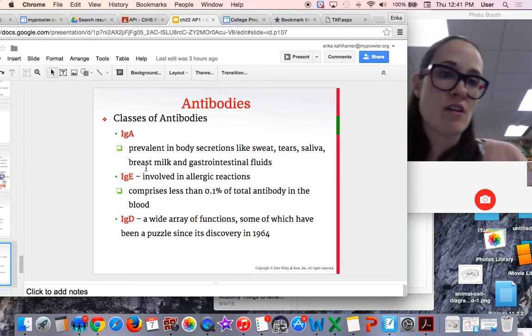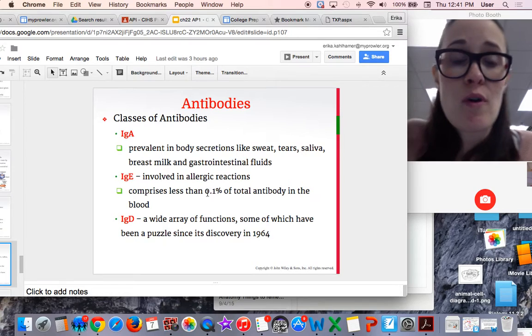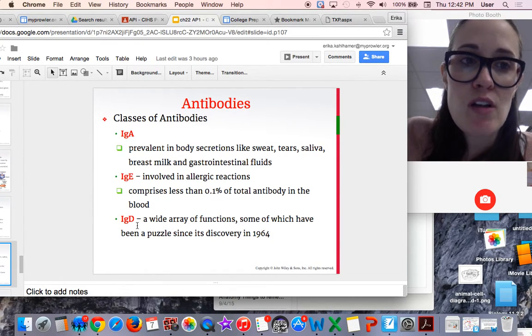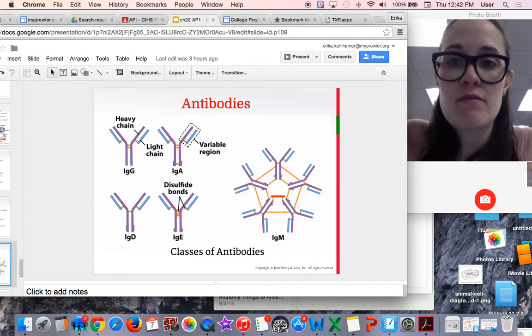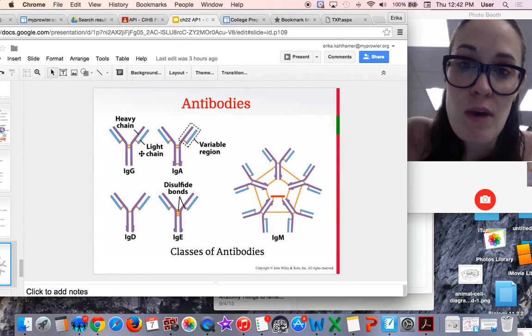IgE is involved in allergic reactions. It's very small, less than 0.1% of total antibody. IgD, not really well understood. We know it has a wide variety of functions. There's just this image. All of these four are monomers, so they combine 2 antigens at once. This is IgM, combine 10.